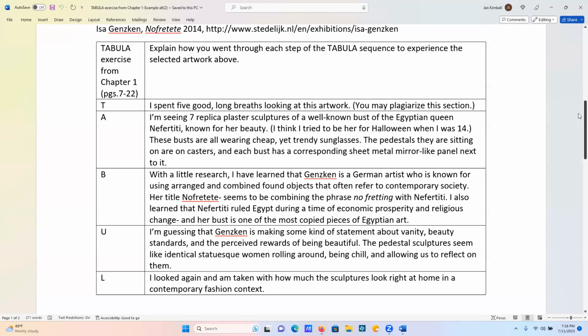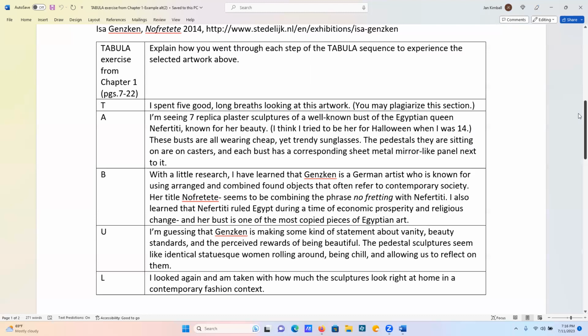So the answer here says, with a little research, I have learned that the artist is German, who is known for using arranged and combined found objects that often refer to contemporary society. Her title, Nofretetti, seems to be combining the phrase no fretting with Nefertiti. I also learned that Nefertiti ruled Egypt during a time of economic prosperity and religious change, and her bust is one of the most copied pieces of Egyptian art. I'm guessing that Genskin is making.